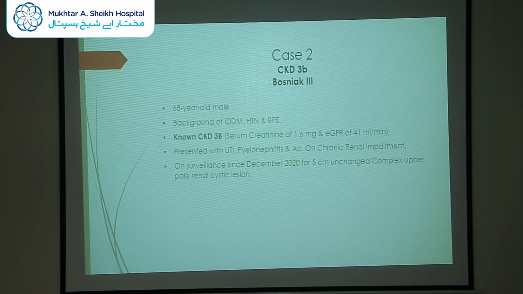Case 2: a 68-year-old male with a background of diabetes mellitus, hypertension and benign prostatic enlargement, known CKD, serum creatinine 1.6 with eGFR 41. He presented with urinary tract infection, pyelonephritis and acute on chronic renal impairment, on surveillance since December 2020 for a 5 centimeter unchanged complex upper pole renal cystic lesion. So basically this patient has been on active surveillance since December 2020, showing the 5 centimeter unchanged lesion.